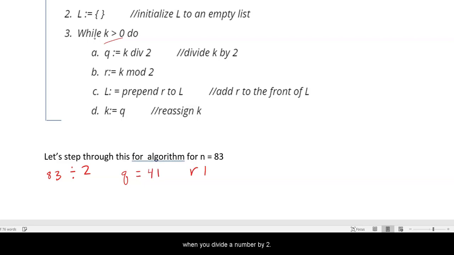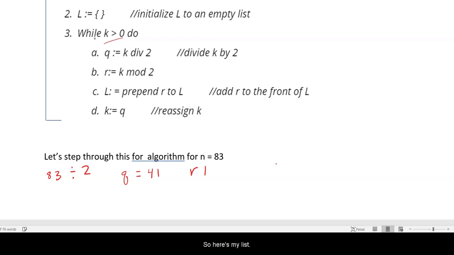Now, when you divide a number by 2, there are only 2 possibilities for a remainder. You get a 1 or you get a 0. That's part of what makes this work. And this works well for bases beyond 2. This is a more generic conversion. You would divide by 3 if you want to do base 3. But for now, I take the remainder and add that to the front of L.